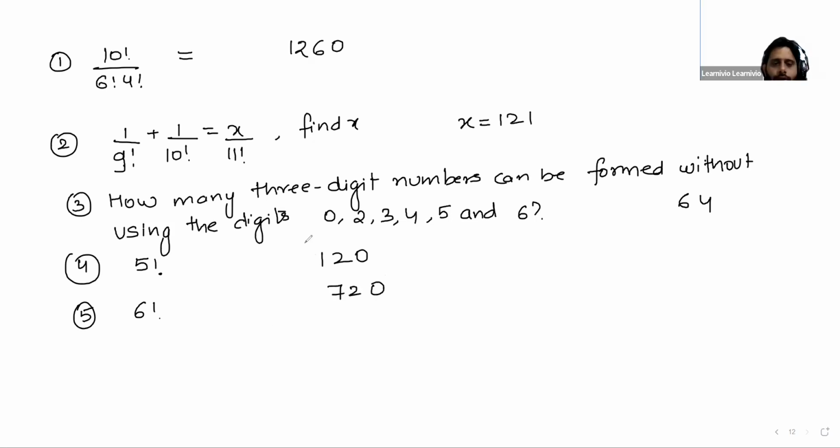Krishna, very good. Only in this case, the answer is not correct. You have done some calculation mistake. So the correct answer is 210. I will solve this: 10 into 9 into 8 into 7 into 6 factorial by 4 factorial. So this cancels out. 4 factorial is 4 into 3 into 2. So 4 into 8 is 3.